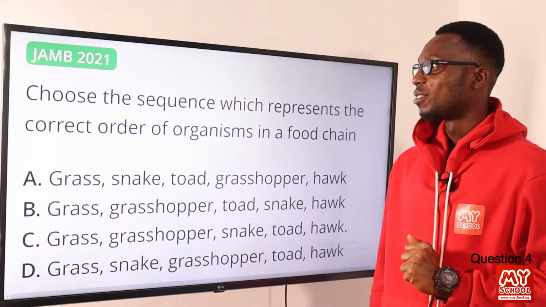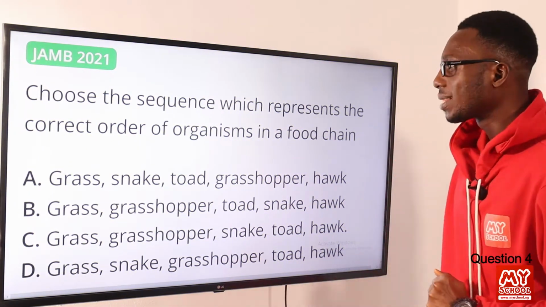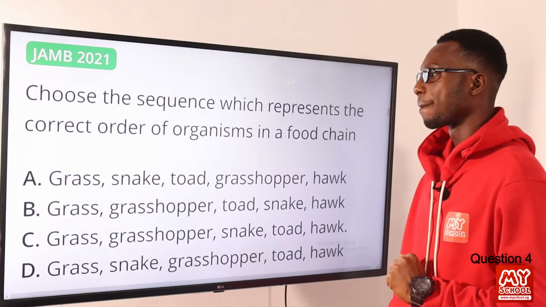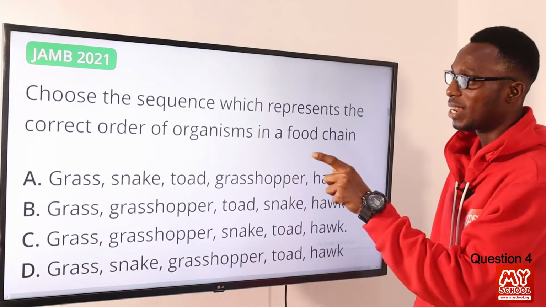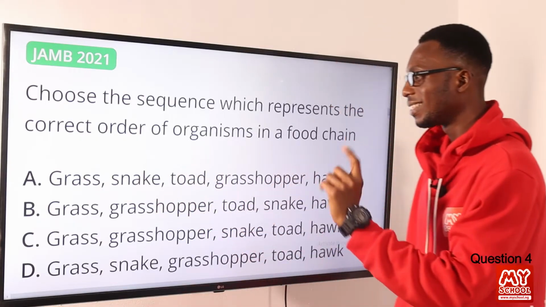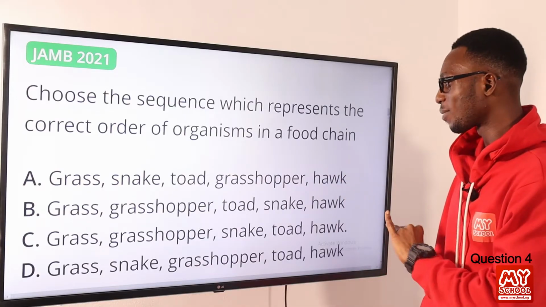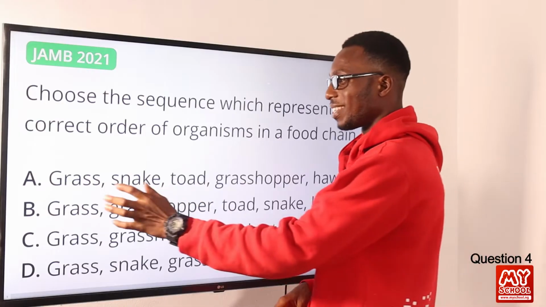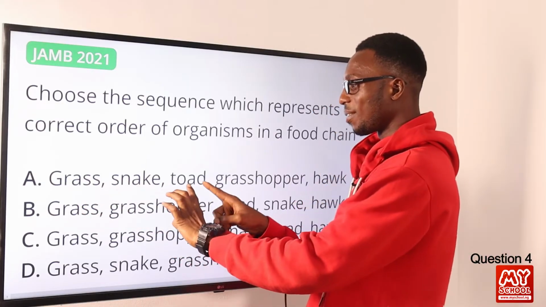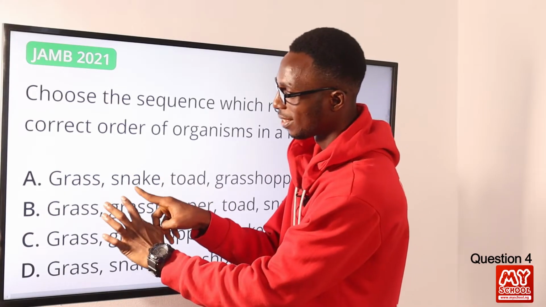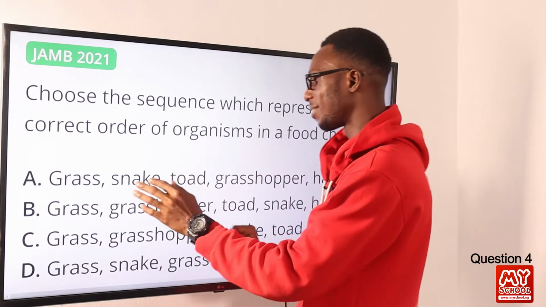4. Choose the sequence which represents the correct order of organisms in a food chain. So let's examine A. We have grass to snake, snake to toad, toad to grasshopper, grasshopper to hawk. This is incorrect because you can see this relationship here. It implies that the toad is feeding on snake. That is incorrect. So this is gone.